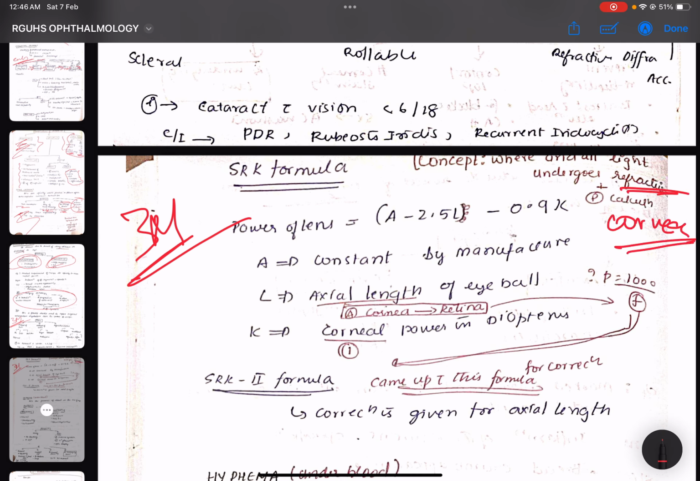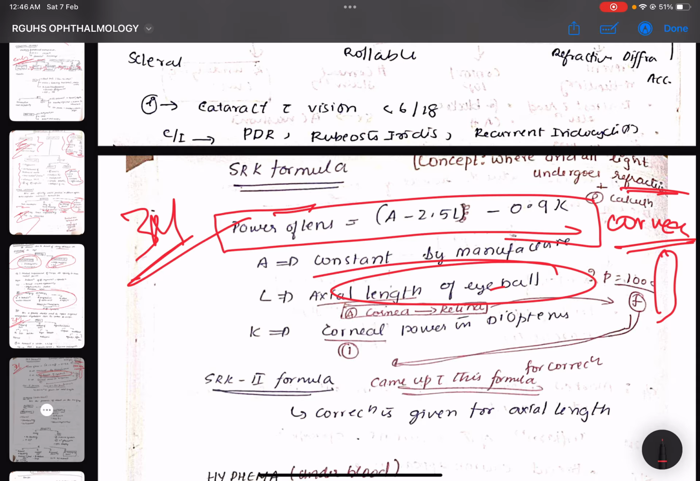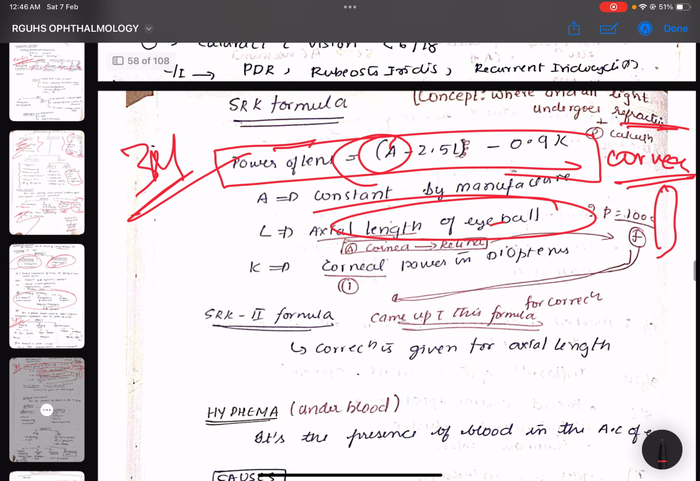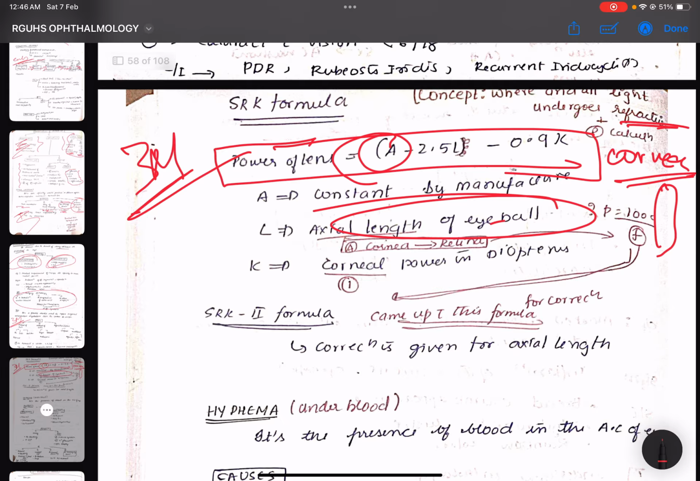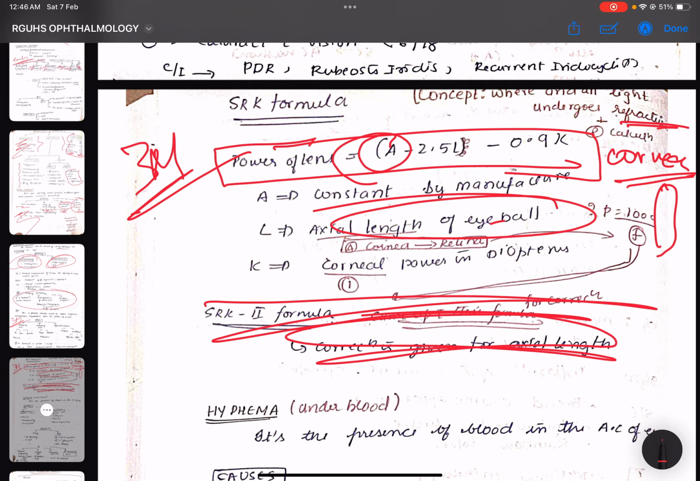One is at the cornea, and then the axial length of the eyeball. So what is the formula? A minus 2.5 L minus 0.9 K. What is A? A is the constant given by the manufacturer. What is L? L is nothing but the axial length of the eyeball, and K is the corneal power. Okay, this if you want you can remember, but I would say don't remember.